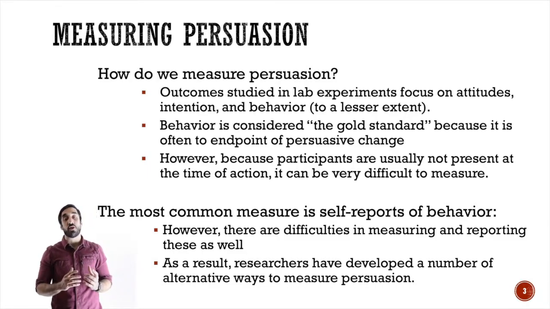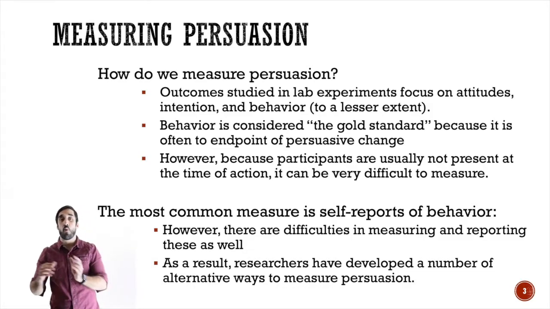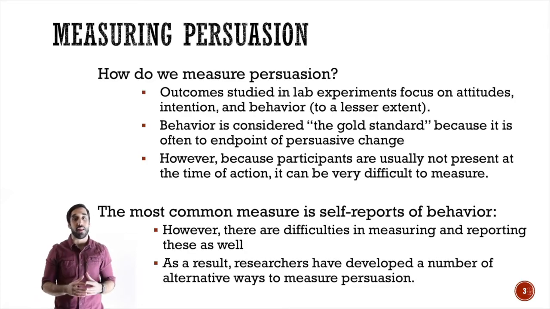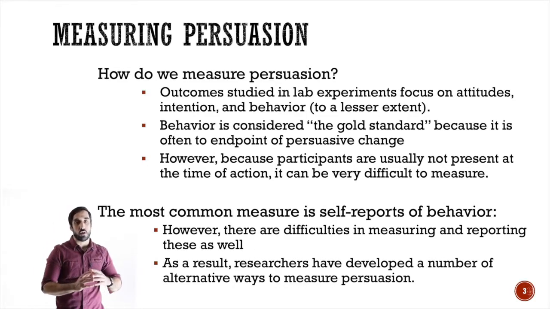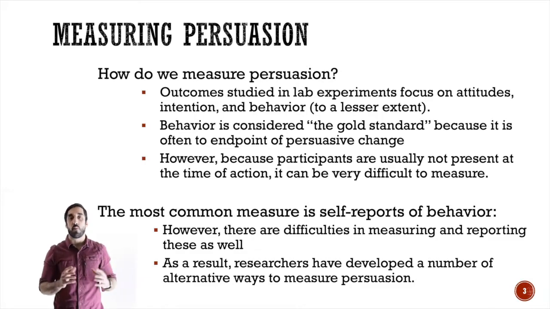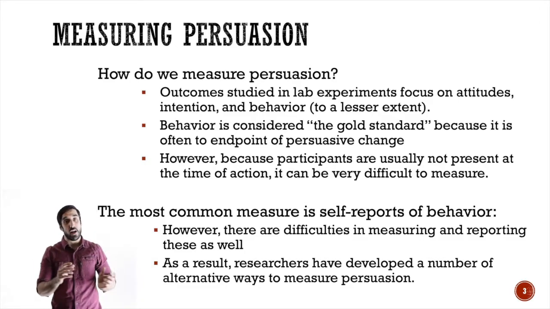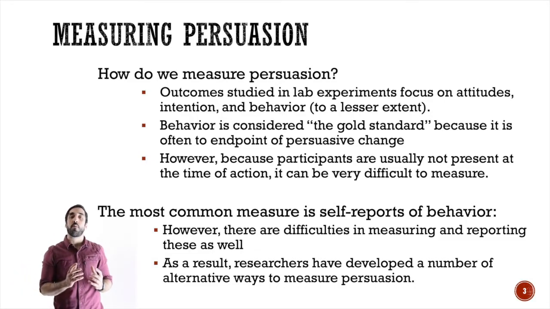However, it's very difficult to measure the gold standard of behavior because that endpoint of persuasive change often happens far away from the laboratory or the place of research being conducted. So because participants aren't necessarily present at the time of action, often behavior can be difficult. And so instead of measuring behavior specifically or directly, scientists and scholars of argumentation often focus on analyzing self-reports of behavior. When we talk about self-reports of behavior, we're talking about things like surveys and interviews which might help determine how individuals feel about various different objects, items, behaviors, beliefs, or things that we might try to lead individuals into changing or persuading themselves on.